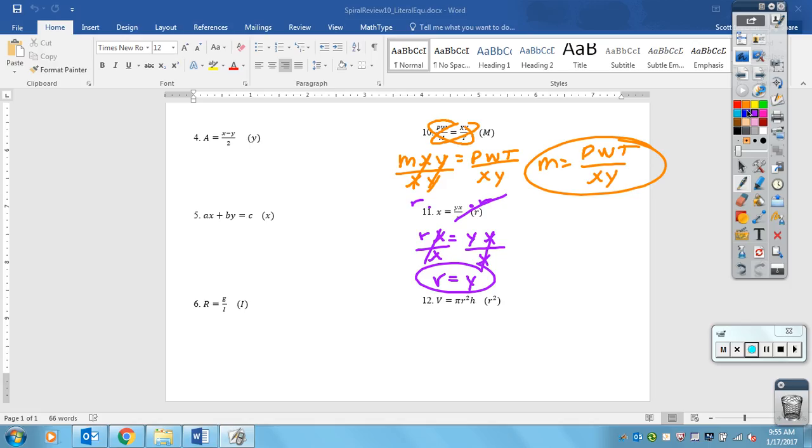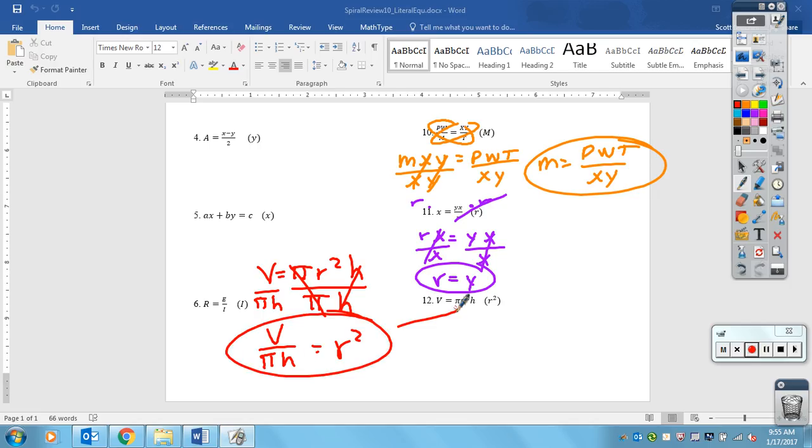And number 12, v equals pi r squared h, which is the formula for the volume of a cylinder. Solve for r squared. v equals pi times r squared times h. So I want to solve for r squared. This term has already been isolated. Let me just divide by pi and h. Divide by pi and h. r squared equals v over pi times h. And that's my solved equation for number 12.